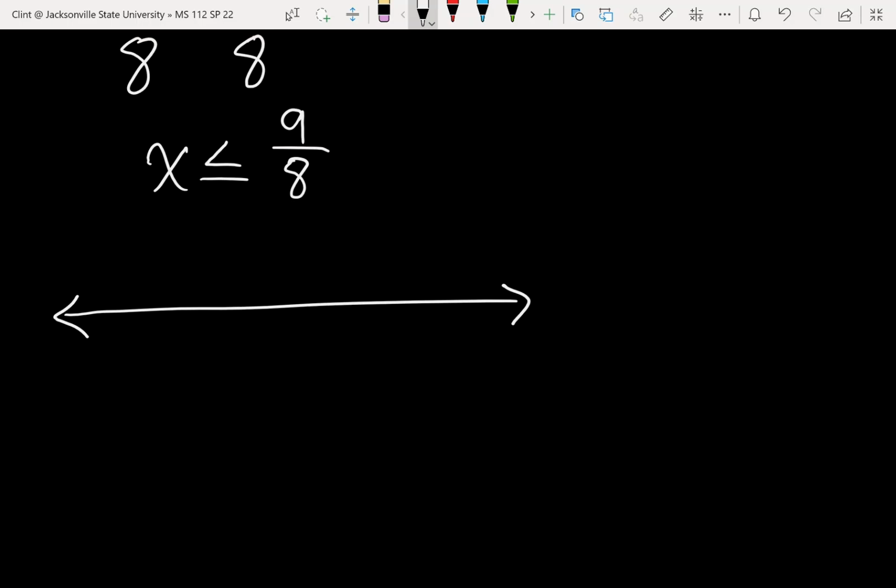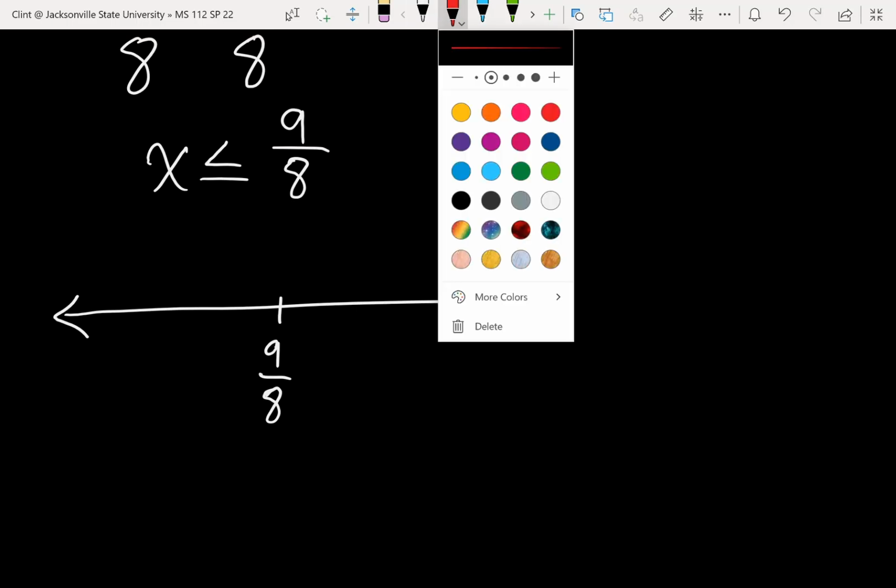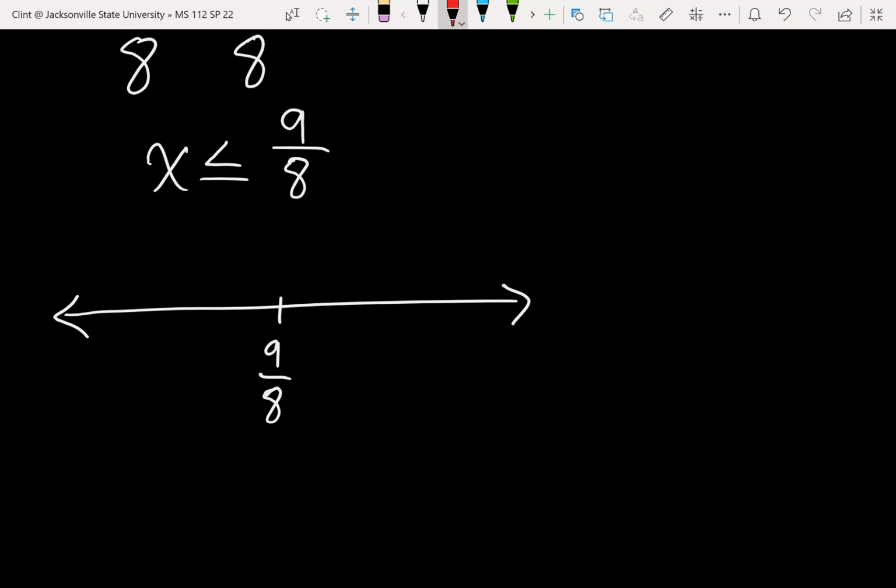Another way we could represent our solution set is to have a number line, and we could take this number 9/8, put it on our number line, and then shade where our solutions are. In this case, since it says x could be equal to 9/8, we would include 9/8, so we would have a closed-in circle at 9/8. So we're including that as part of our solution. And then which way would less than 9/8 be? To the left. Smaller values are on the left, and so we would just shade something like that.